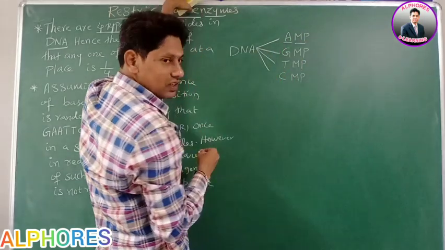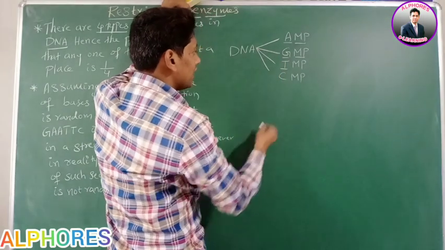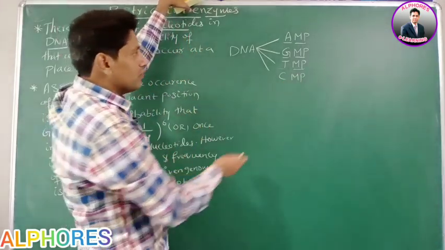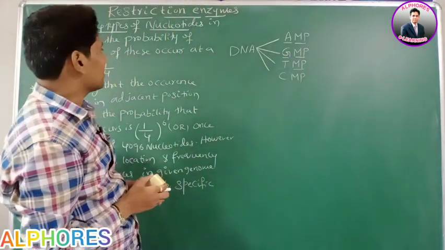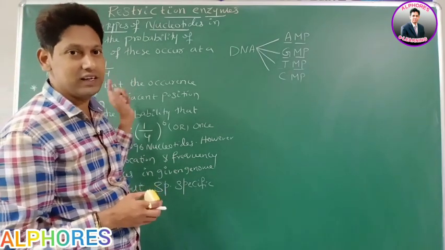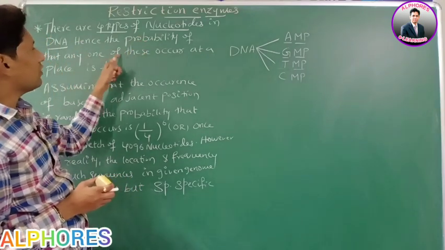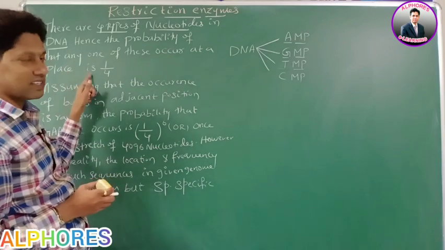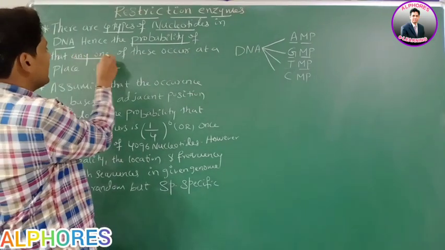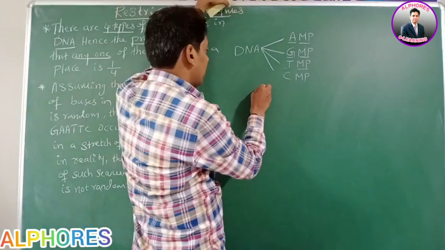Deoxyadenosine monophosphate, deoxyguanosine monophosphate, deoxythymidine monophosphate, deoxycytidine monophosphate. These are the 4 types of nucleotides present in a DNA. Hence, the probability that any one of these occurs at a place is how much? 1/4. For example, I am writing the sequence.